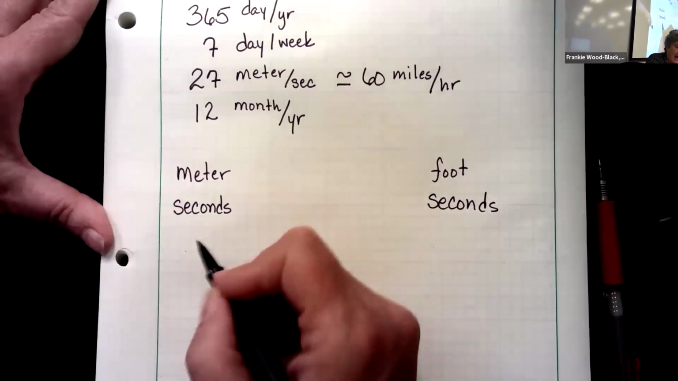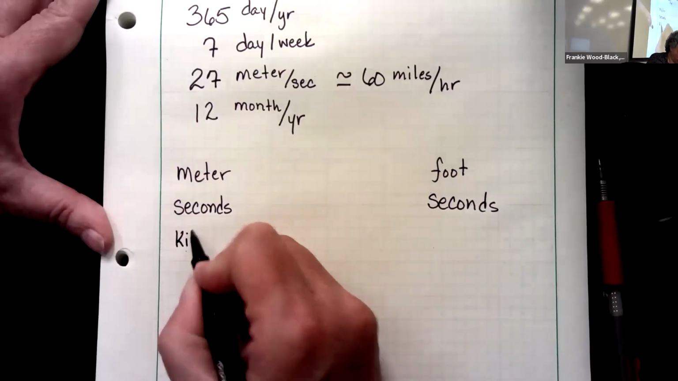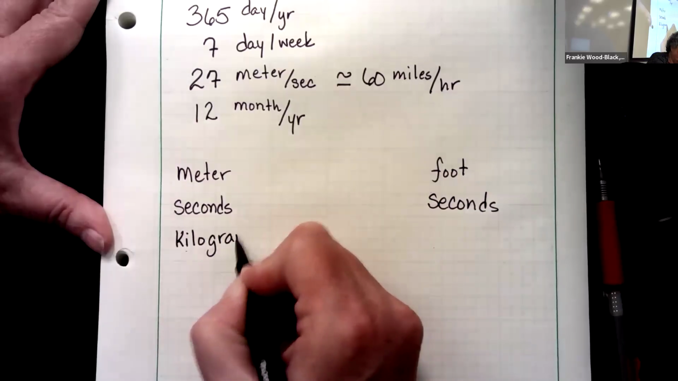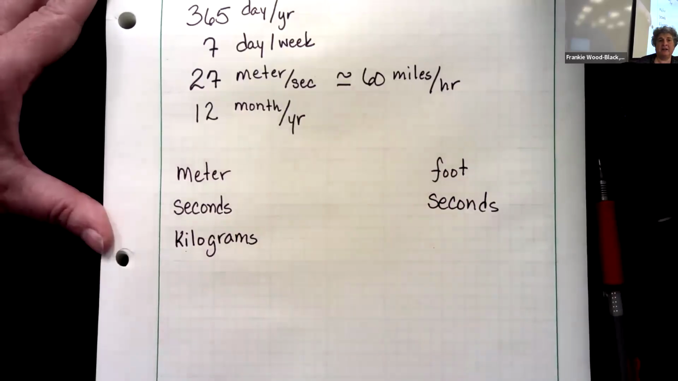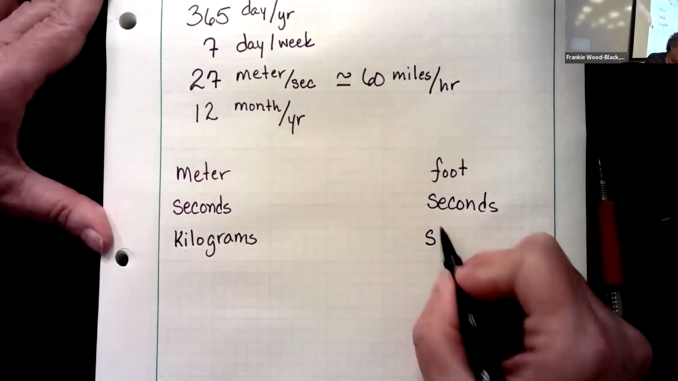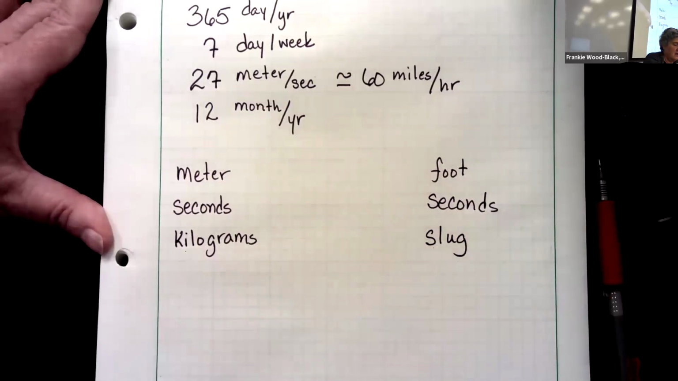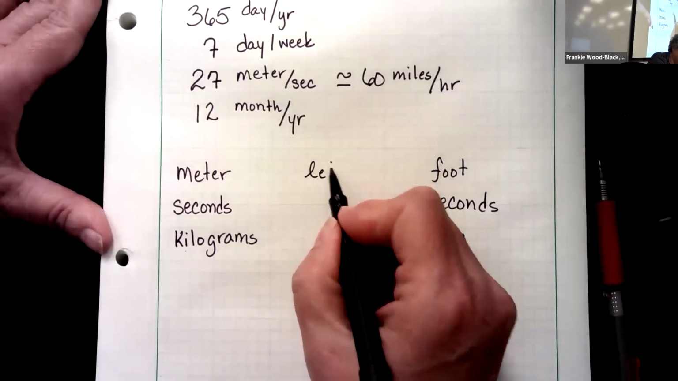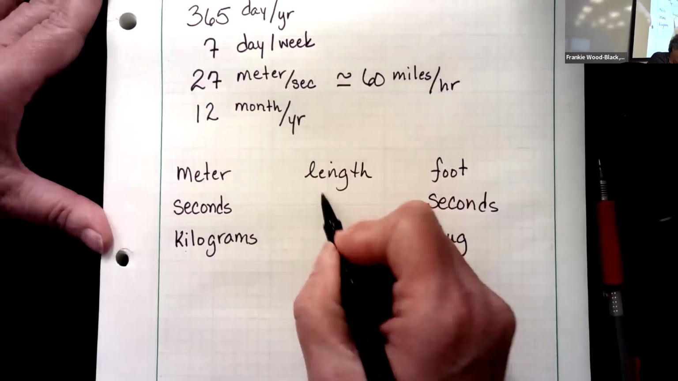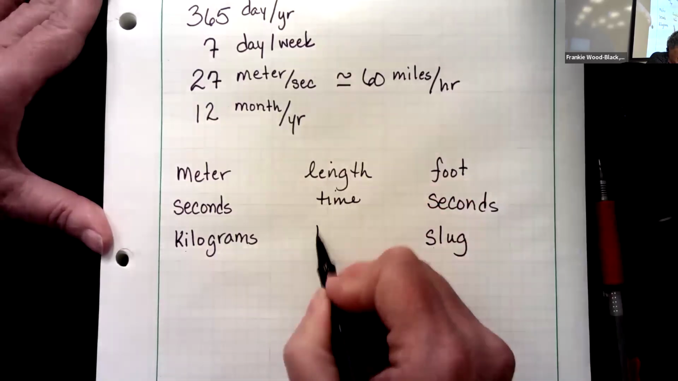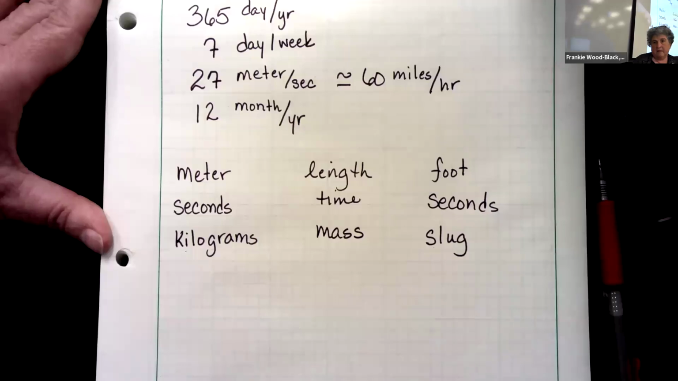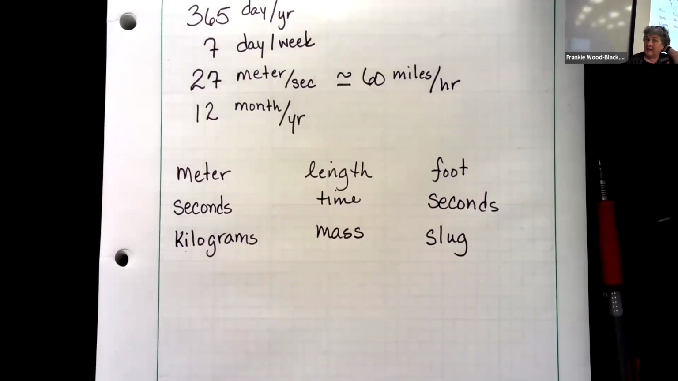We have our unit of mass, which is going to be kilograms. And we actually have a unit of mass in the English system. We just don't normally talk about it. We call it a slug. So this is length. This is time. This is mass. These are fundamental units, meaning we don't really break them down into other units. So these are our fundamental units.